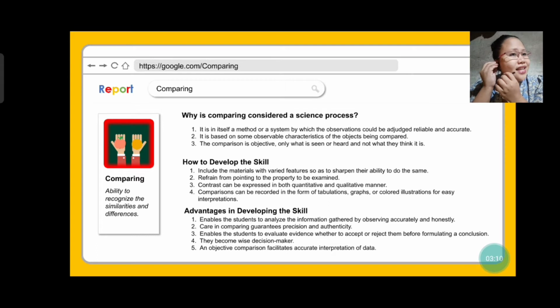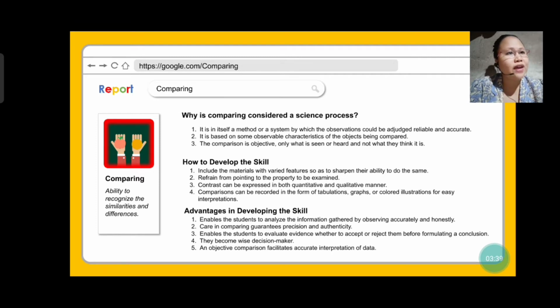So, in science, we have facts and our definition should be objective. It is based on what we have seen or heard or what we have observed through our five senses. It cannot be based on our opinion or what we think it is. So that is why comparing is considered as a science process.